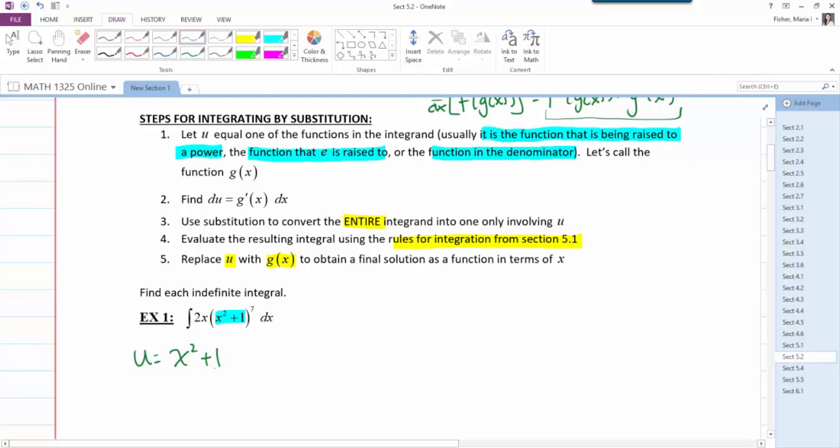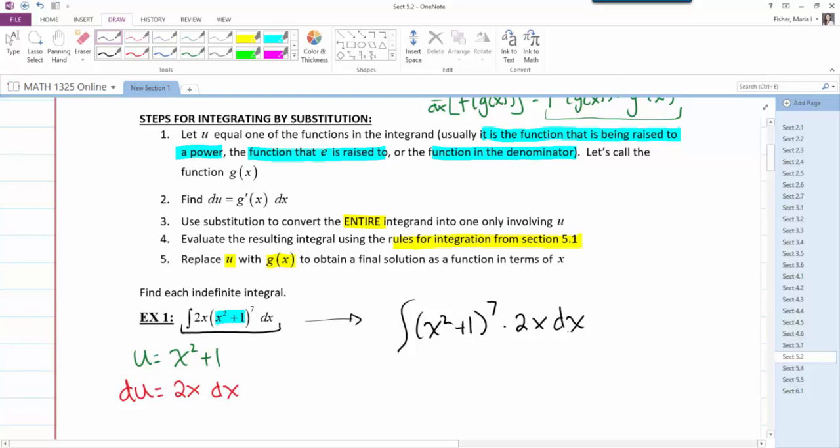Step 2 is find the derivative, find du. So the derivative of u is du, and the derivative of x squared plus 1 is 2x dx. We just took the derivative of an x term, so we're going to write that dx. Step 3 says now use substitution to convert the entire integrand into one involving u. So we want to convert this whole thing into something that just has u's, no more x's. Now before I do that, I'm just going to rewrite this integral as x squared plus 1 to the 7th power times 2x dx.